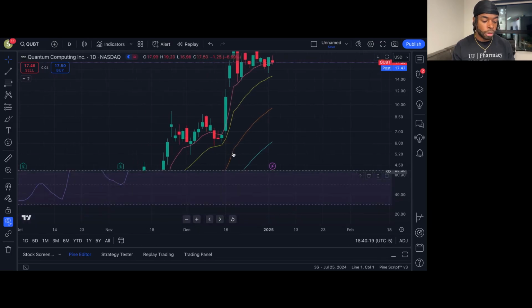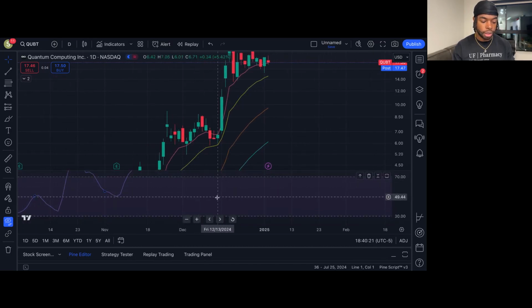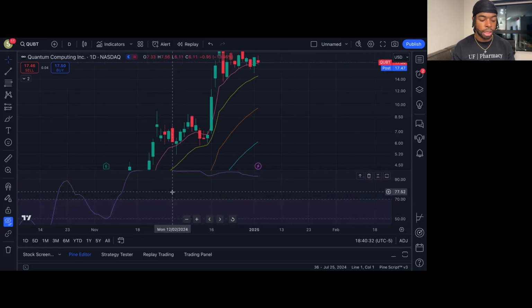So with the volume RSI above this 50 level, so in the purple space, it goes from 30 to 70, like a regular stochastic RSI. But above 50 shows you that the up volume is probably more than the down volume. So you're gonna have a lot of upward momentum.